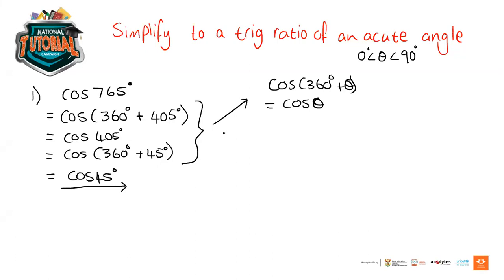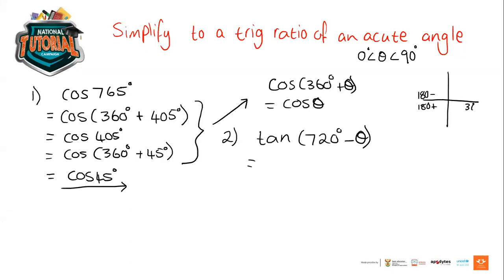Okay, let's look at a second example. Tan of 720 degrees minus theta. Okay, so 720 degrees minus, that's not one of our normal cos diagram angles that we get. Remember, our cos diagrams tell us 180 minus, 180 plus, and 360 minus. So if we have 720 minus, what is that?